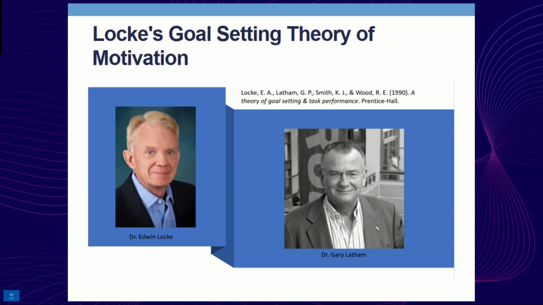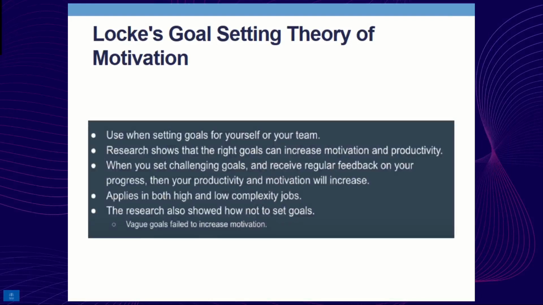They found that setting unspecific and vague goals failed to increase motivation. According to Locke's goal-setting theory, examples of vague goals include do the best, be better at your job than the rest of the team, complete your assignment to the best of your ability.